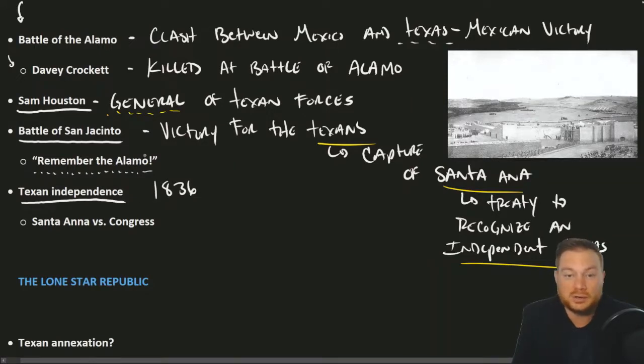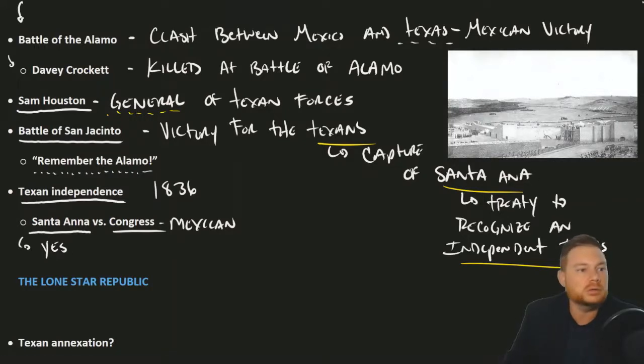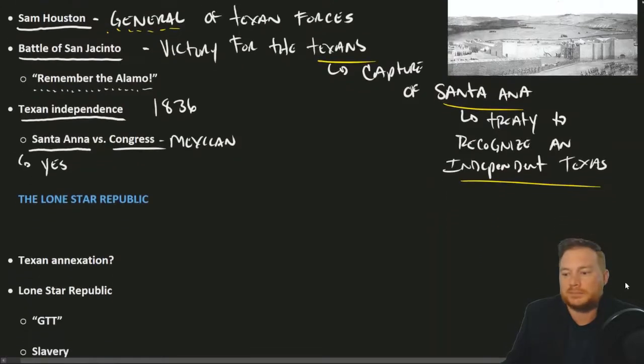Texas breaks away officially from Mexico, but there's a problem. And that is, on the one hand, it's Santa Ana who signed the treaty saying that Texas would be independent. On the other hand, it's the Mexican Congress who says Santa Ana is not in power anymore and therefore has no right or really legal power to recognize the independence of Texas. And so this becomes a much disputed claim, Texas does, between both the United States and Mexico. So we'll just say no.